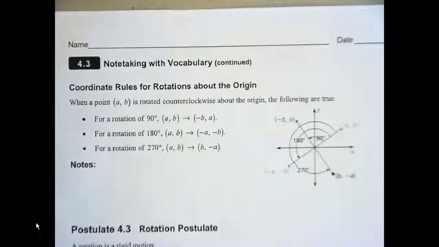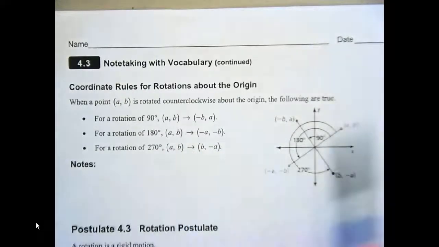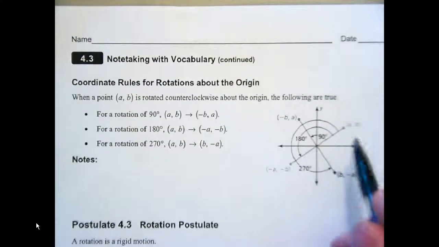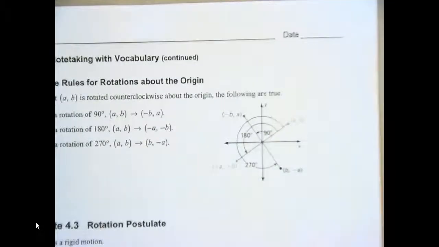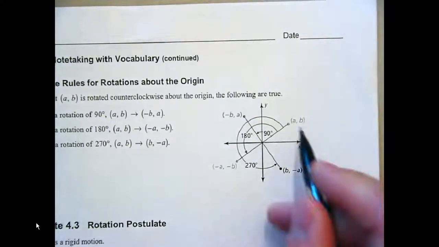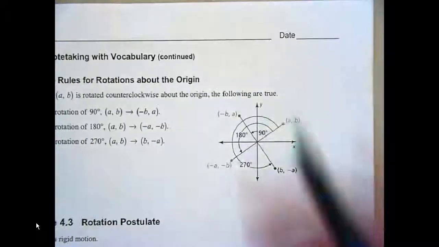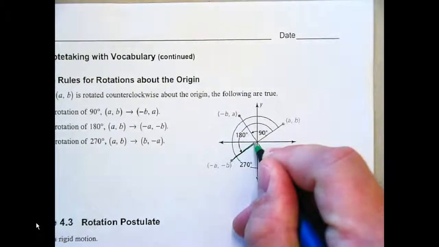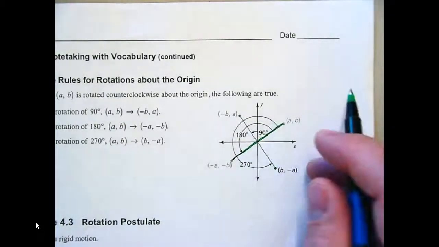Now what they've done for you, if you actually looked at the top here, they gave you some information. For a rotation of 180 degrees, if your point is called AB, the actual coordinate of a 180 degree rotation is negative A, negative B. Okay? So if I were to take this point AB and rotate it 180 degrees, then that point would be over here. And you'll notice if you were to connect those two points, it forms a straight line because that's 180 degrees.